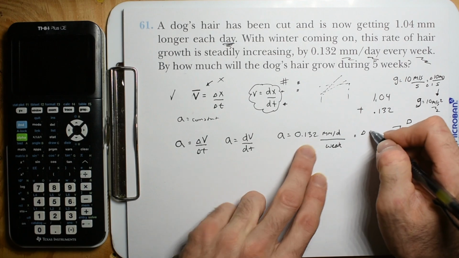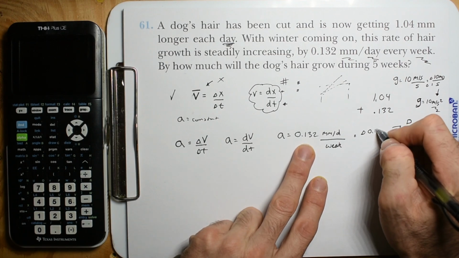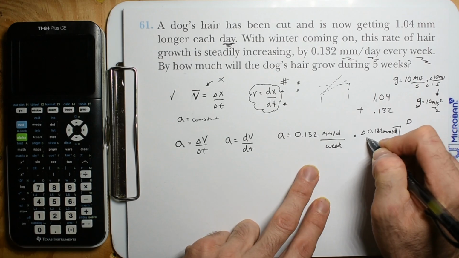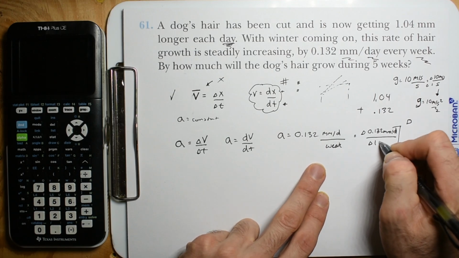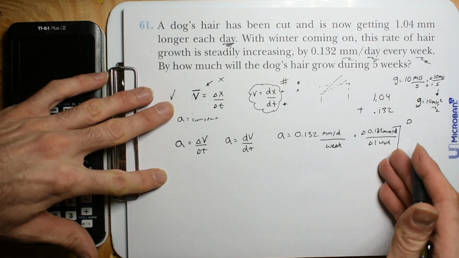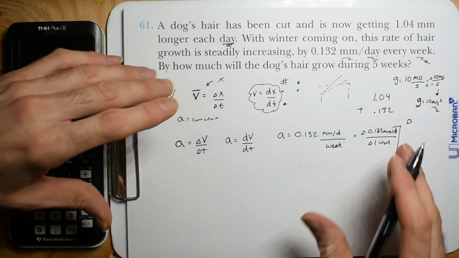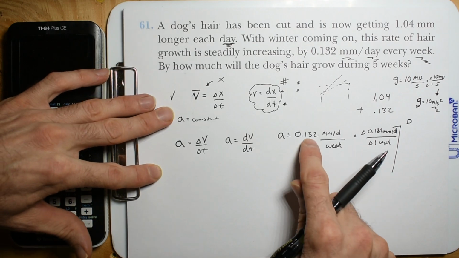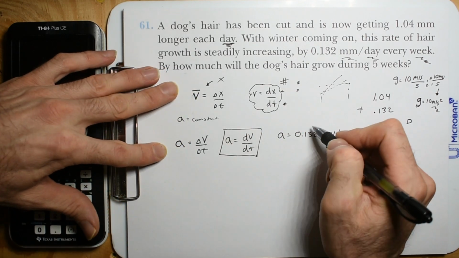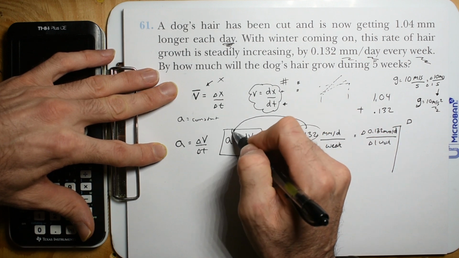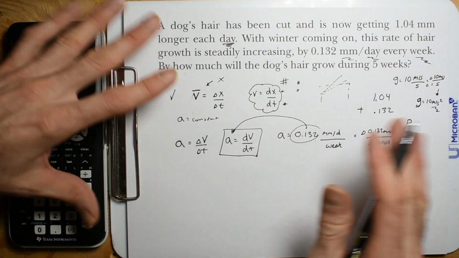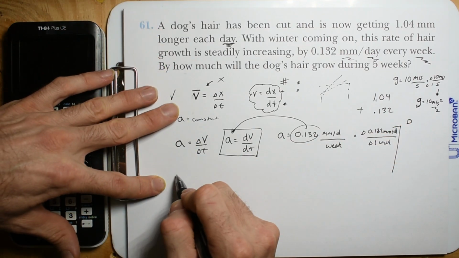We have a change in our velocity of 0.132 millimeters per day, and we're going to have that change every 1 week. Okay, so now we can do the integration solution. This is our equation, we're going to take this number and put it into this side of the equation. Then we're going to separate variables and integrate. So let's do that.